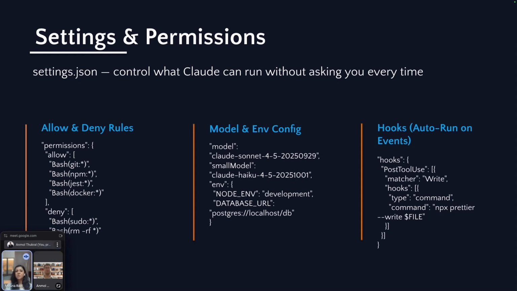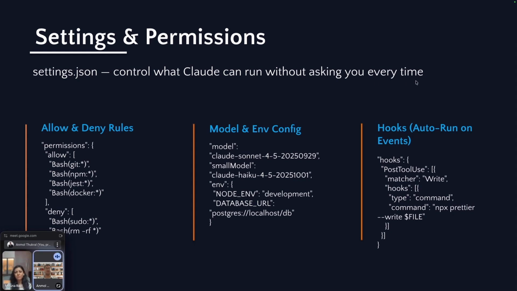Right. Now, the last one, and it is the most powerful and the least talked about: hooks. Hooks, like event hooks? Exactly, like event hooks. You define actions that run automatically when Claude does something. The example here is a PostToolUse hook. It triggers every time Claude writes a file. The matcher is set to Write, and the command it runs is npx prettier --write file. So every time Claude writes a file, it automatically runs prettier on it, without you asking for it, without a custom command. It just happens. Your code is always formatted to your standards the moment it is written.